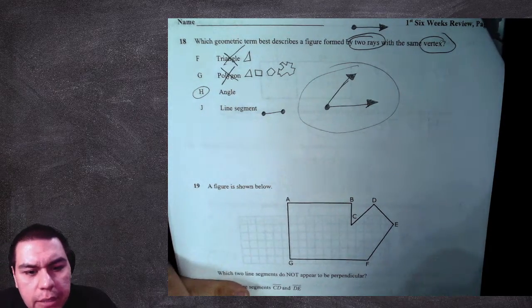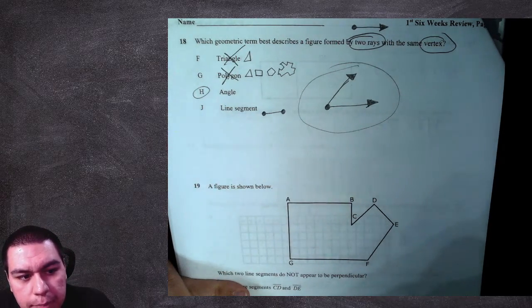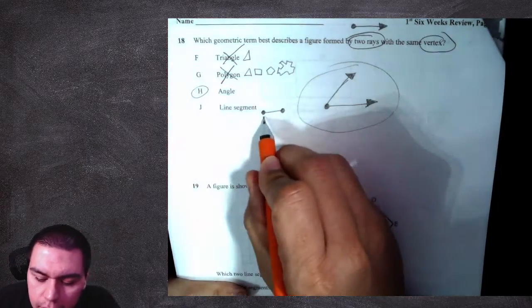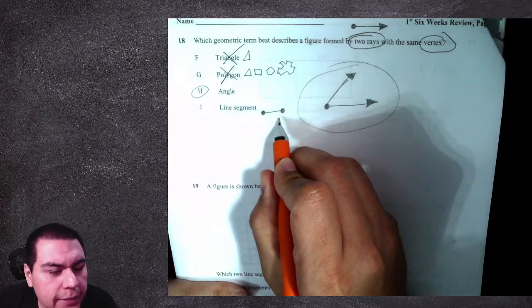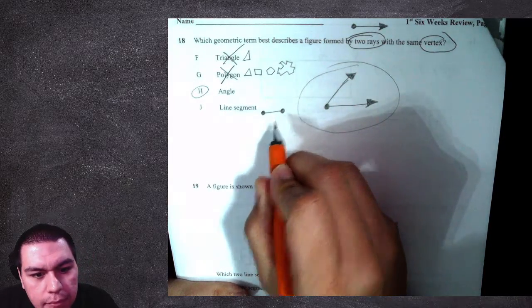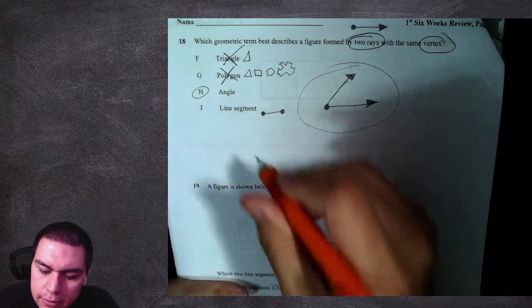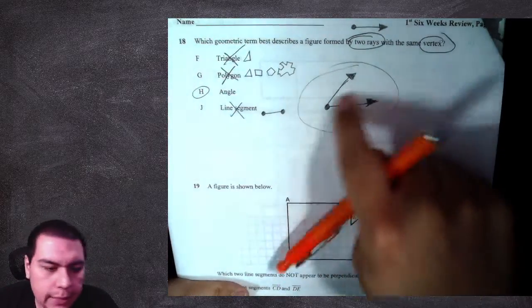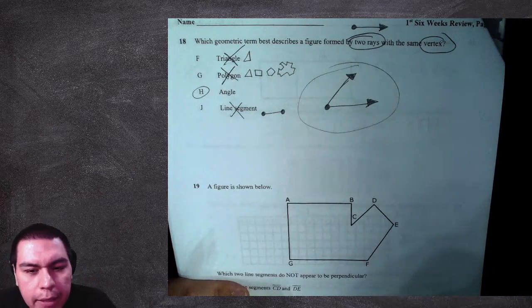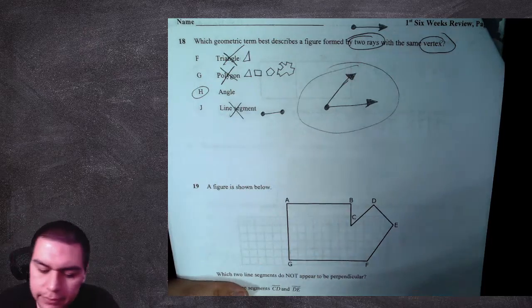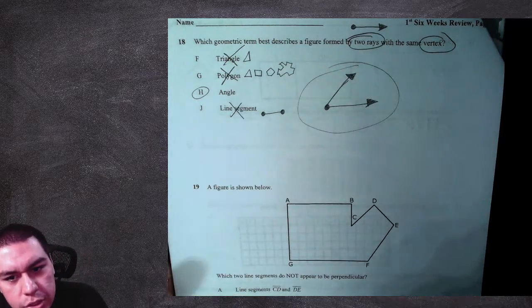If you guys have ever seen that movie Big Hero 6, you know that big robot, Baymax? Line segments look like Baymax's face. So line segment, think about Baymax. That's not a line segment though. That does not look like Baymax's face. So my answer is H. It's an angle.